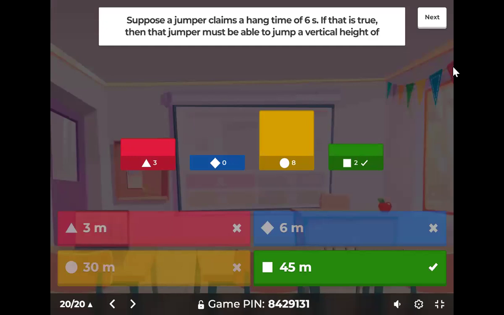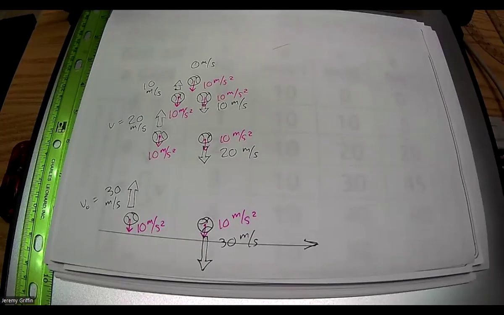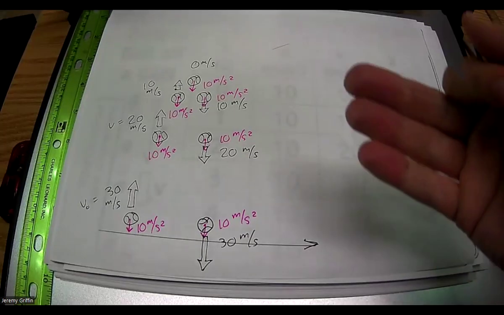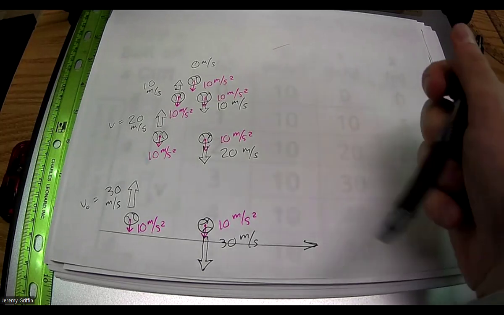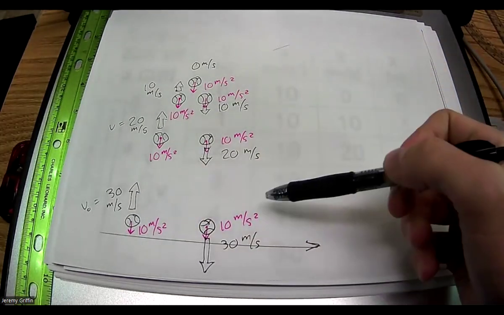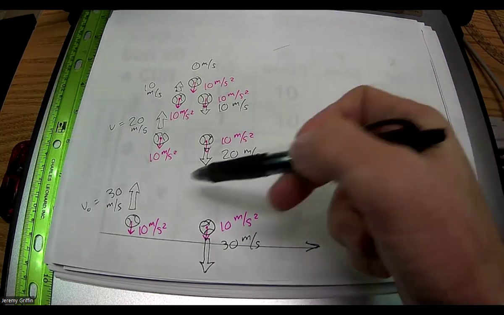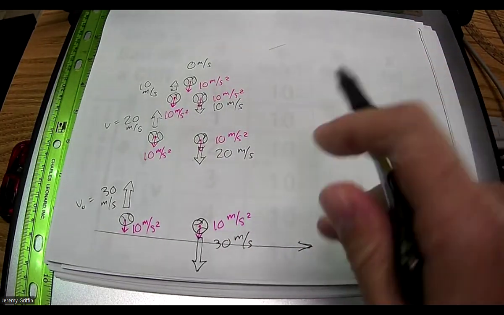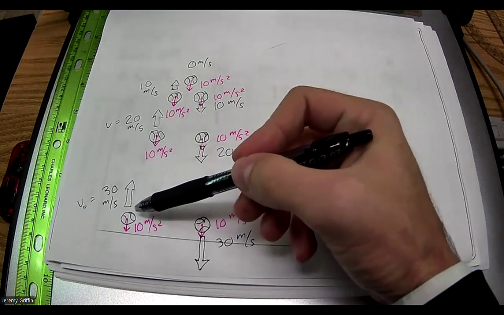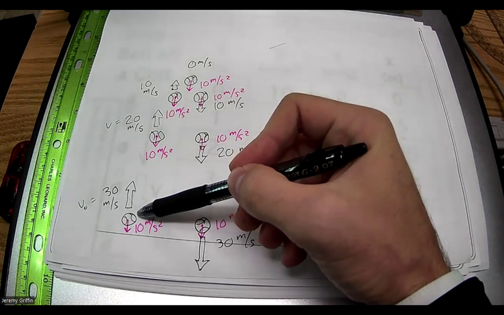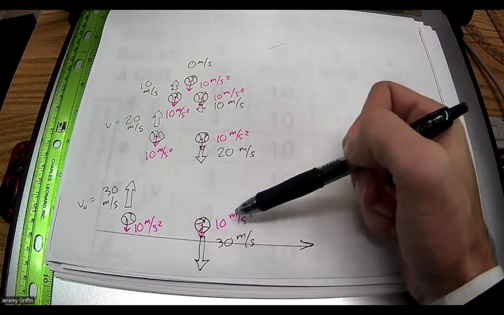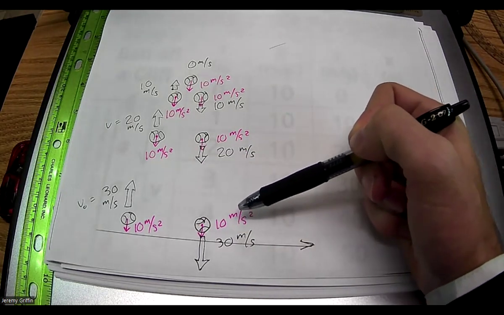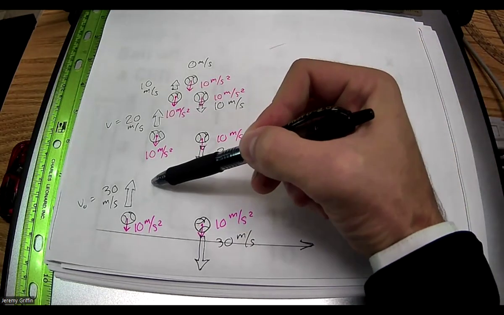Ooh, winners. 45 meters is what I'm looking for. Let me show you guys why it's 45 meters, then we'll see who wants some Kahoot medals. Okay. Guys, it's this scenario all over again. Because if you jump off the floor and land 6 seconds later, isn't that exactly this? Takes 1, 2, 3 seconds up, 1, 2, 3 seconds back down. If that's true, that means you had to have jumped at 30 meters per second, and you're also landing at 30 meters per second, which probably wouldn't feel too good.